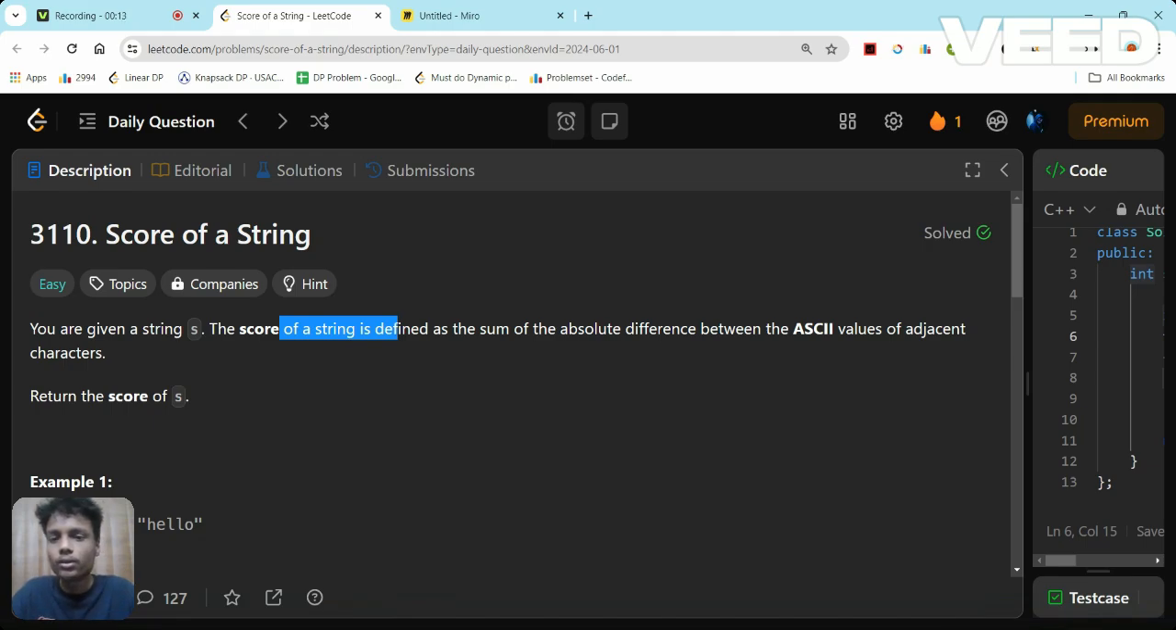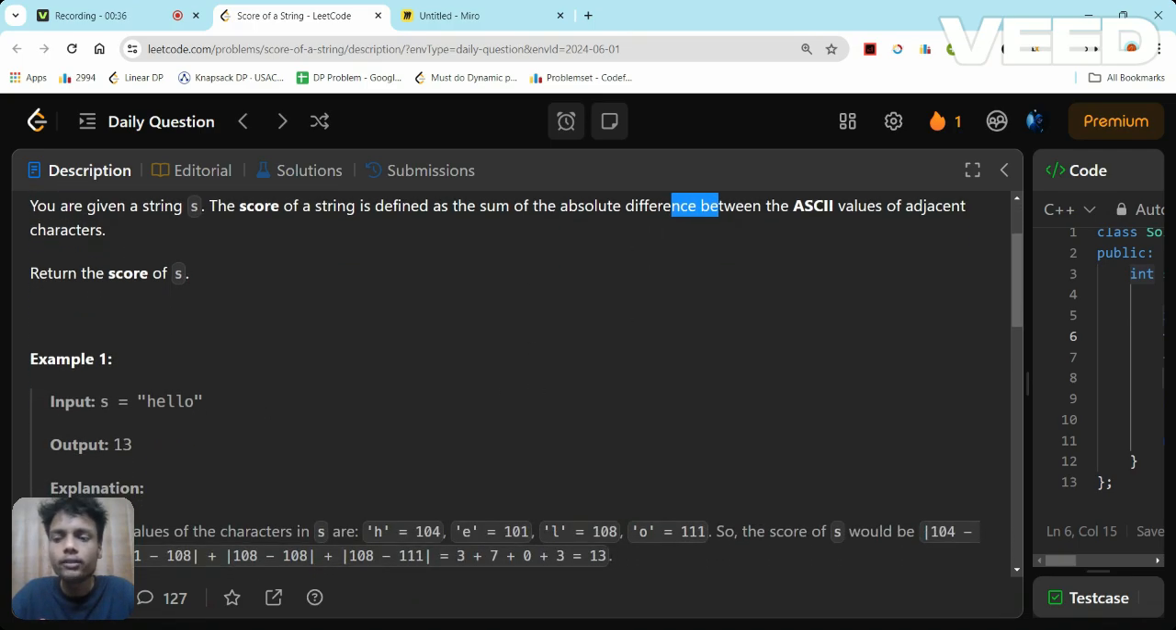And what is the score defined as? Basically it is the sum of the absolute difference between the ASCII values of adjacent characters. Means we are given a string S, we need to calculate its score, and the score would be the absolute difference between the ASCII values of adjacent characters. So this is what is basically asked in the question.